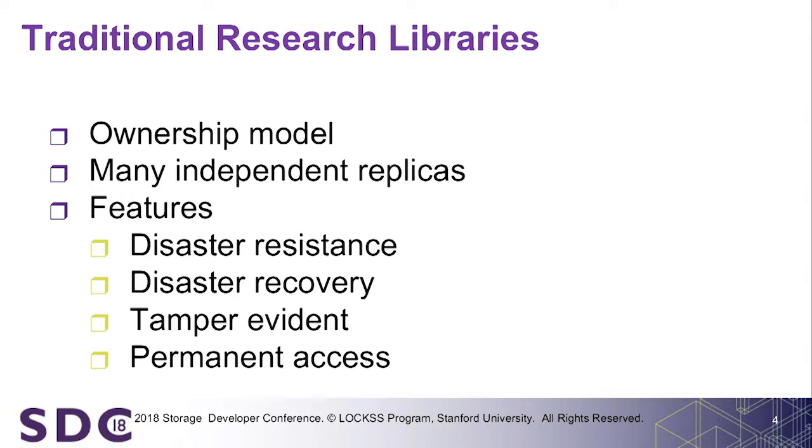So for example, this is disaster resistant. So if one library catches on fire and everything is destroyed, there are many other replicas elsewhere at other libraries. It has disaster recovery properties. So if something bad happens to a copy, more copies can be made, maybe by making a photocopy if it's a book or a journal article, or through well-established, centuries-old interlibrary loan programs.